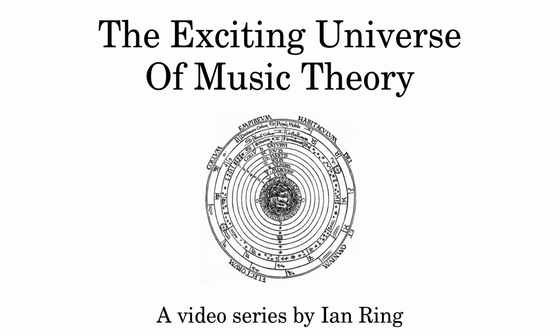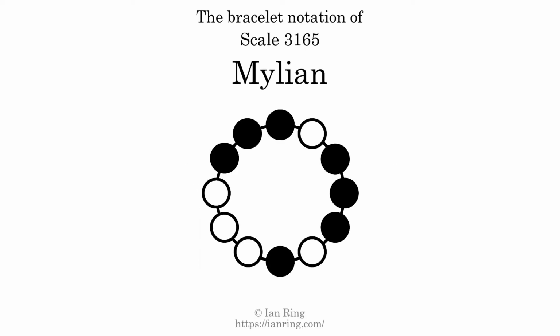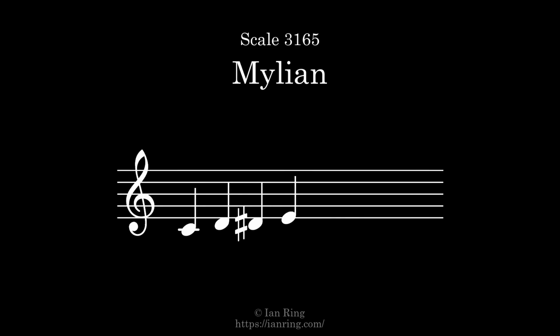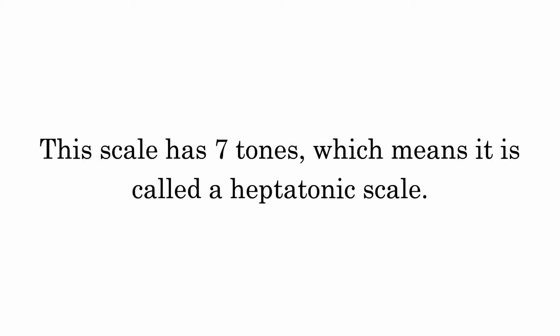Welcome to the exciting universe of music theory. Are you ready to learn? Then let's begin. Today we will talk about scale 3165, Mylian, which sounds like this. This scale has 7 tones, which means it is called a heptatonic scale.